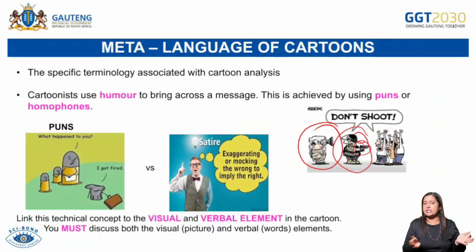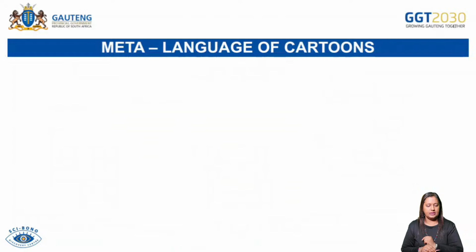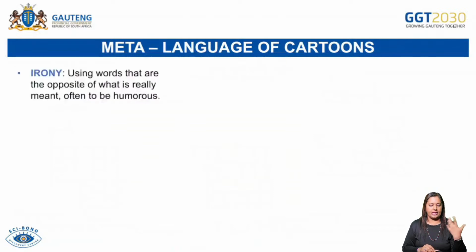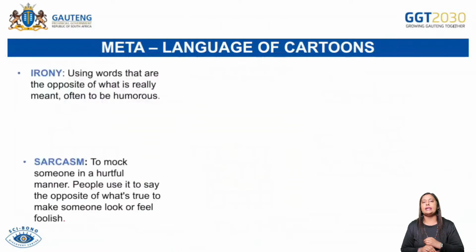So you've got to discuss both the visual and the verbal clue when we are dealing with a satire and pun and all of those things, all right? Then the other types of language being used, the irony or the structures and conventions. When we're dealing with irony, that concept is when we're using words that are opposite of what is really meant. And it's often done to make something humorous.